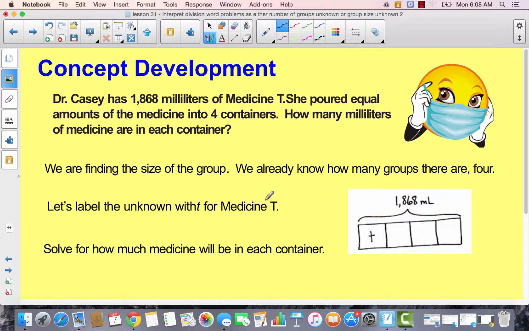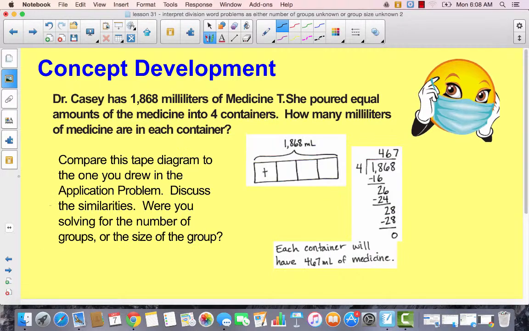So how would we find out what the size of the group is? We would use division because these are equal. And when you want to put something into equal groups, you can divide. So now we're going to take 1,868 and we're going to divide it by 4. So in your math journal, I want you to go ahead and write 1,868 divided by 4, and I want you to try to solve that all by yourself. And I want you to press play after you think you have the answer.